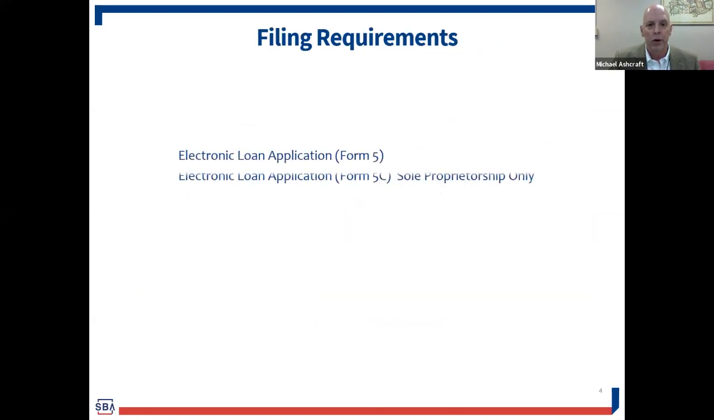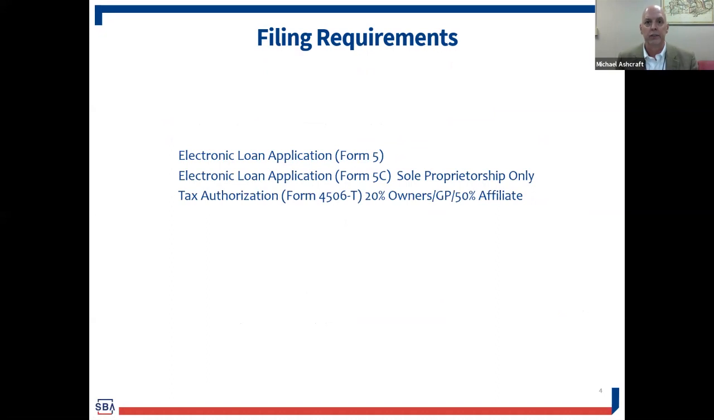So these are the forms that you're going to be dealing with, either form 5 or 5C, which is, again, for sole proprietors only. It's one or the other. Then you've got a tax authorization form so that we can access your IRS tax returns. So you'll have to print that form out. It's simply signing it, giving us approval to access your tax return, and then you scan it, upload it, and that's simply a quick signature there.